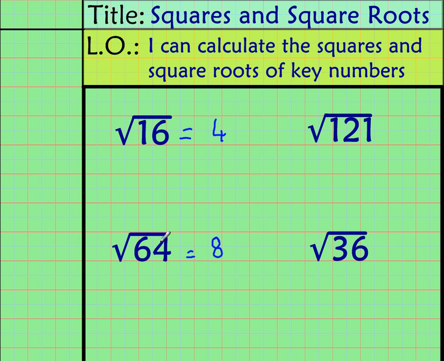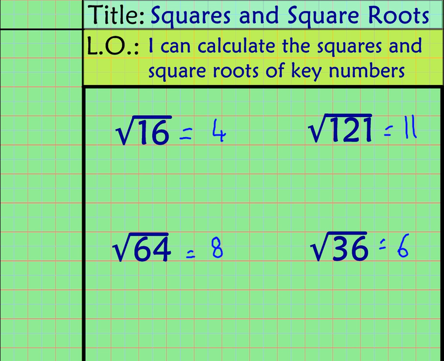So I'm looking for the number which I had to square to get the one under the symbol here. The square root of 36 is going to be 6, because 6 times 6 is 36. And the square root of 121, well, that one's going to be, exactly, 11, because 11 times 11 is 121. That's all the square root sign means.